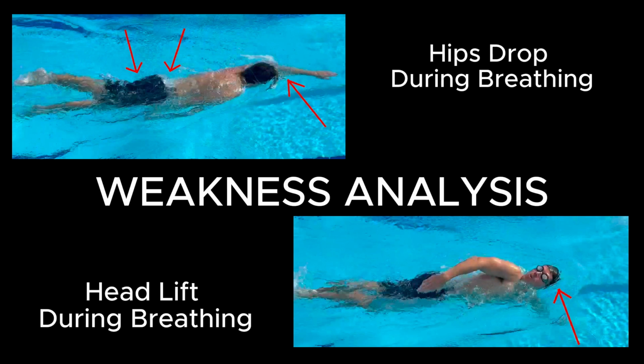Two noticeable weaknesses in my body position when swimming freestyle are the way I breathe and the effect it has on my alignment. When I go to take a breath, I lift my head rather than rotating it smoothly to the side. This breaks my streamline and causes my hips to drop, which increases drag and slows me down. I've also noticed that my legs sink slightly during breathing, which further disrupts my body position by breaking my alignment.